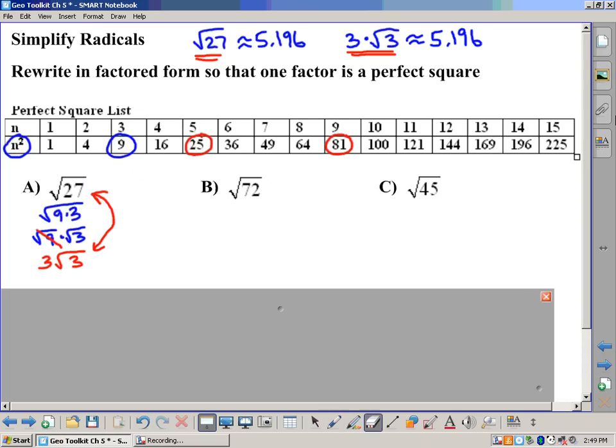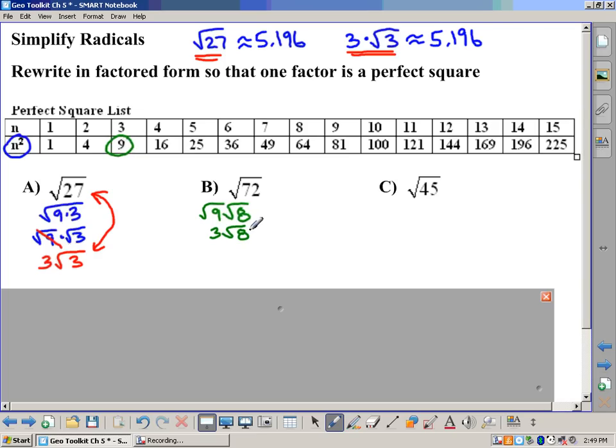So let's try another one here. I'm going to look at my list up here again, and I'm going to ask myself, do any numbers here go into 72? Well, 9. 9 goes into 72. So I can say that's the same thing as the square root of 9 times the square root of 8, because 9 times 8 is 72. Well, the square root of 9 is 3, so now it's 3 times the square root of 8.